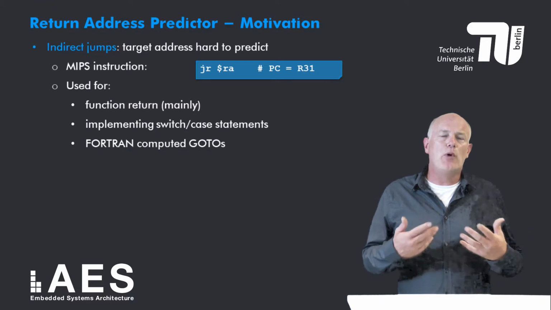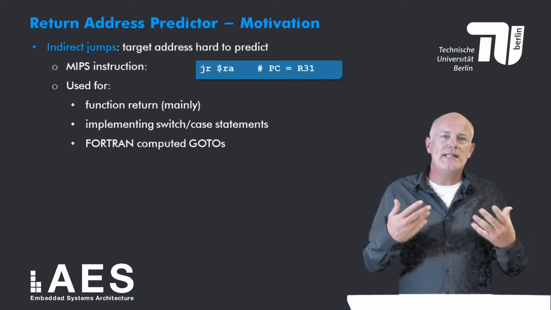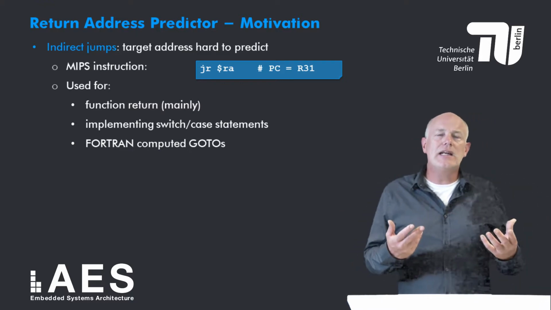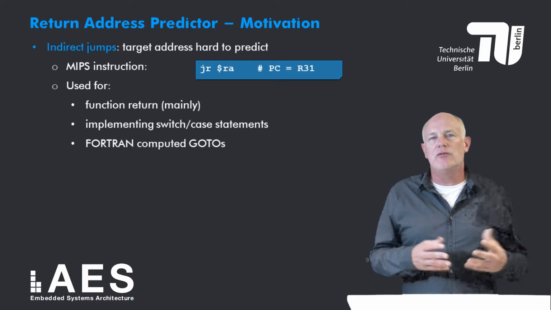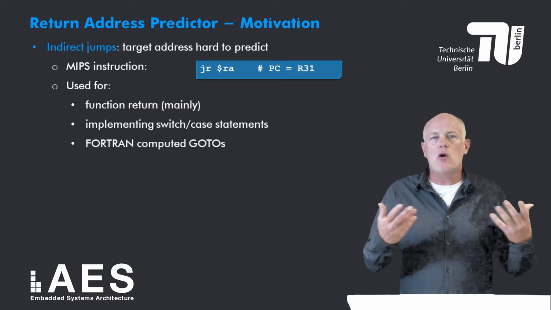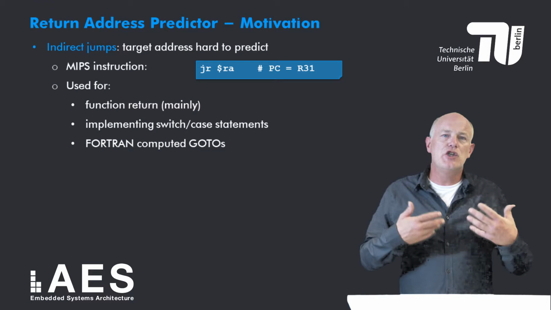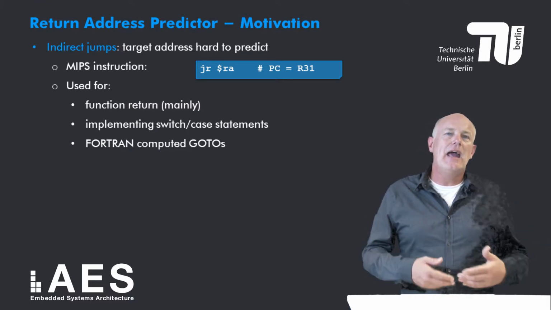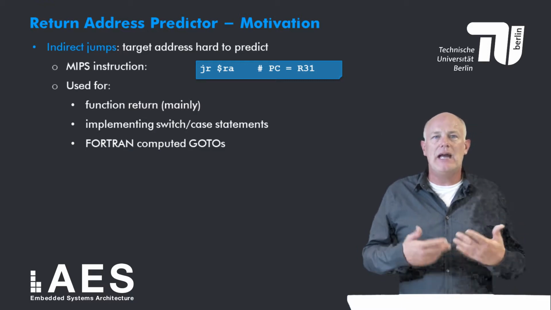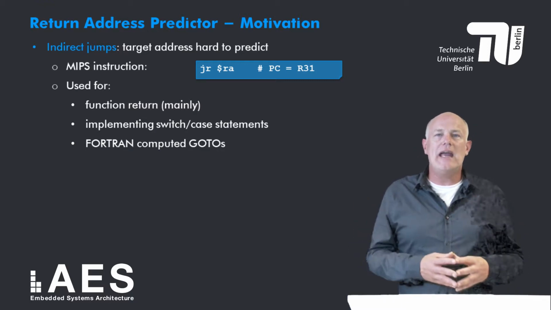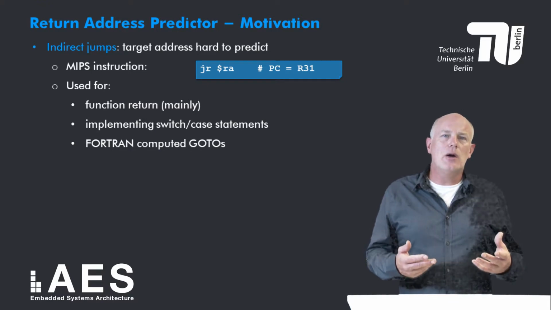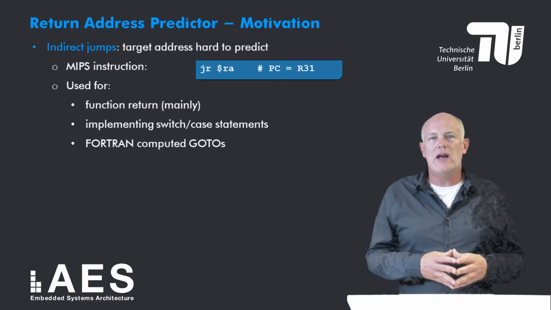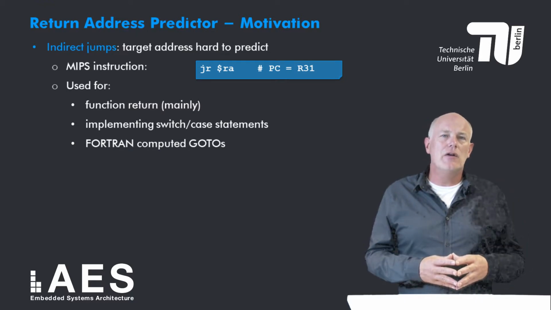MIPS, for example, supports the jump register instruction, which sets the PC to an address contained in a register, as shown here. Indirect jumps are mainly used to implement function returns. As you know, in MIPS, calling a function is implemented using the jump and link instruction, which stores the return address in register RA, and returning from a function is implemented by executing the jump register RA instruction. Indirect jumps can also be used for implementing switch statements, and for computed gotos in Fortran, but they are mainly used for function returns.